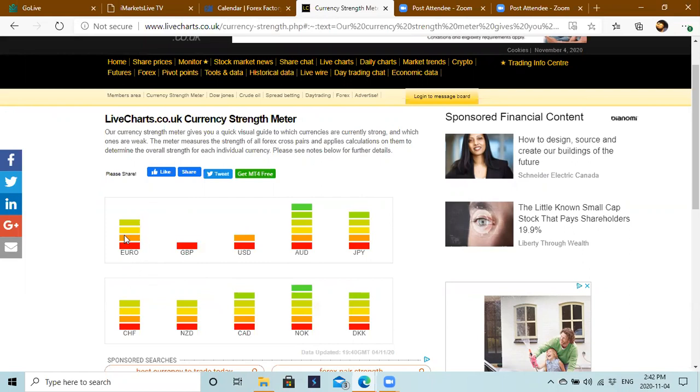So in this case, I would be looking for buys on Euro USD. Then I would be looking for sells on USD CAD. And then I would be looking for another sell on USD JPY, because JPY is the stronger one, and since USD JPY has USD first and JPY second, that means it's a sell.